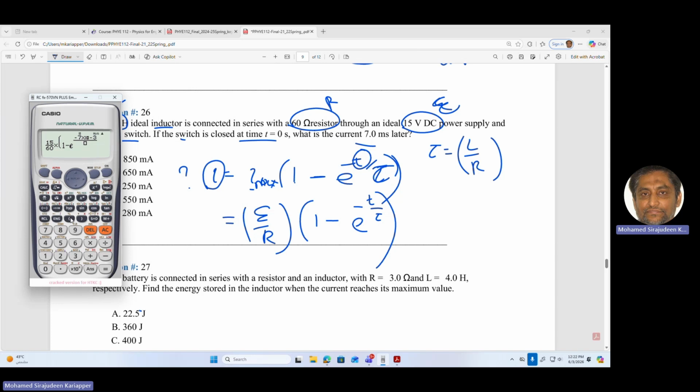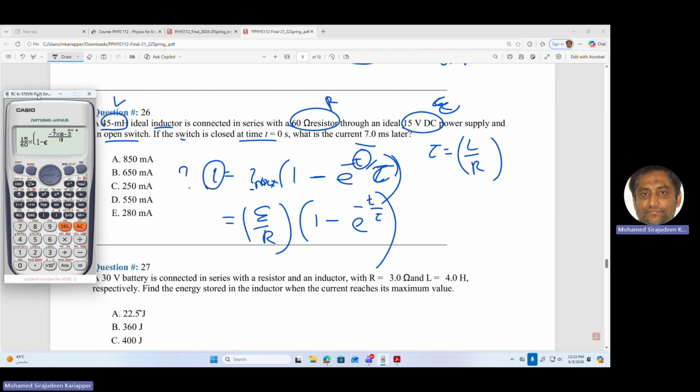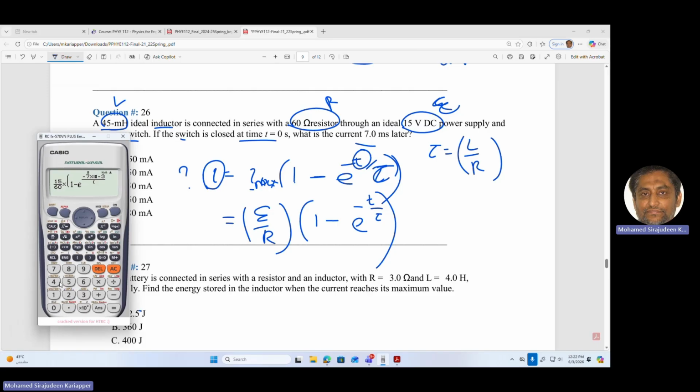Let me start a bracket now. And then fraction again to put the L over R. I don't like it, so let me use the division sign. So L is what? 45 millihenry. So I will make it into Henry. Milli means minus 3. I use this symbol division. Okay. R is how much? 60 ohms. I close the bracket. These brackets are important. Okay, no problem. That's it. I will calculate that.